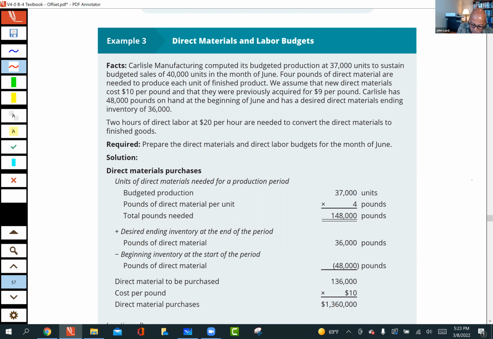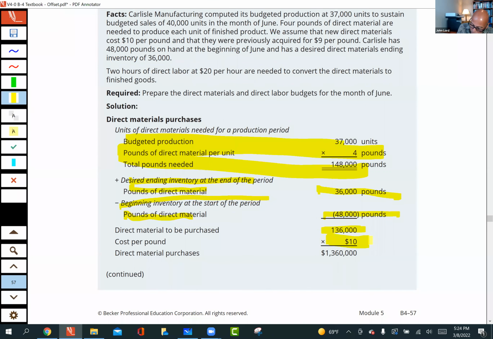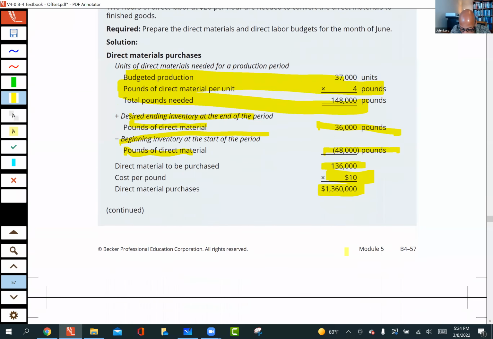So what happens? We sit here and we need what? We need 148,000 pounds, because we're going to produce 37,000 units, 4 pounds per unit. Now we want to have an ending inventory. They just gave us the numbers, we didn't have to calculate, of 36,000, but they started the period with 48,000. So direct materials to be purchased is 136,000, and we're going to have to pay $10 each for those. So now we know we have to purchase.